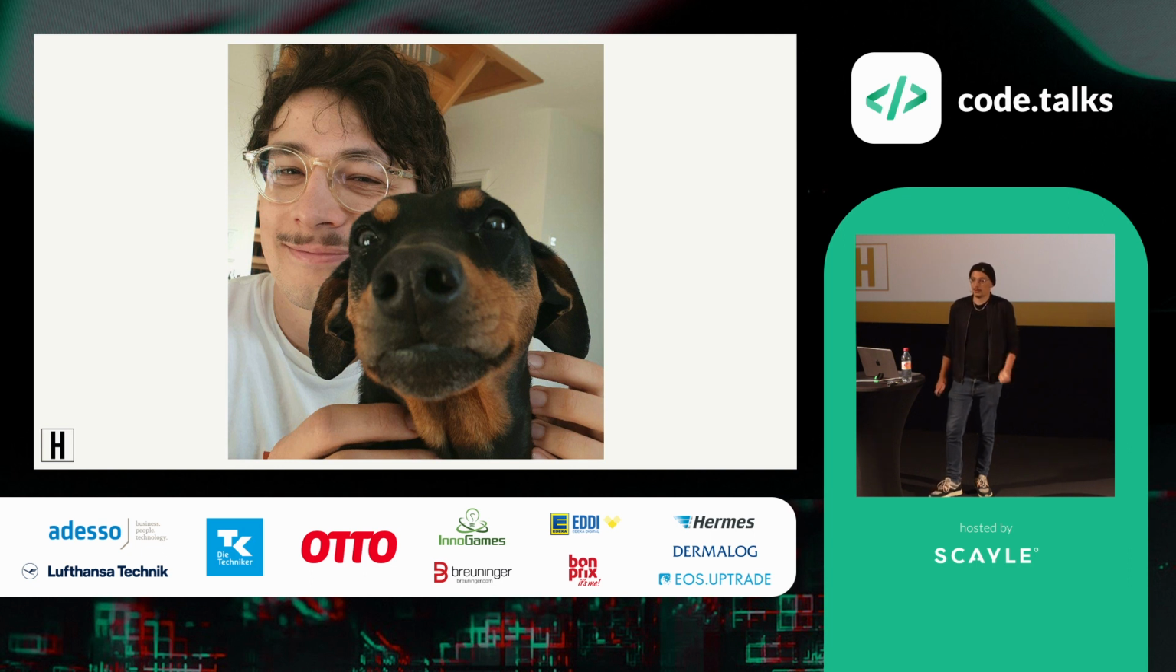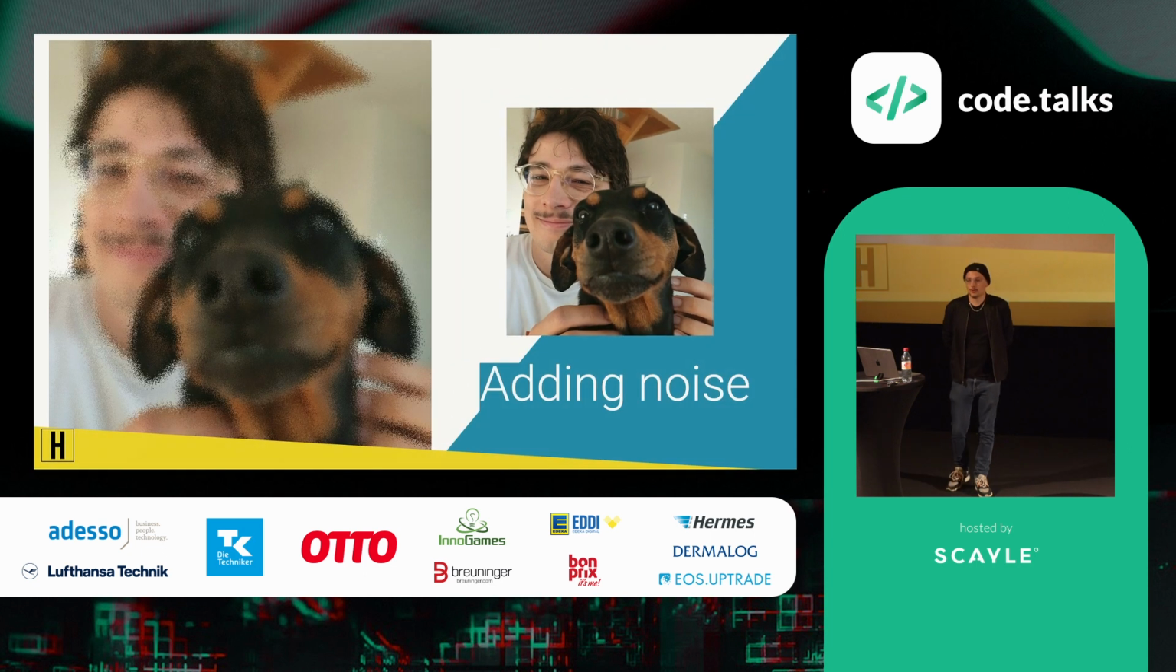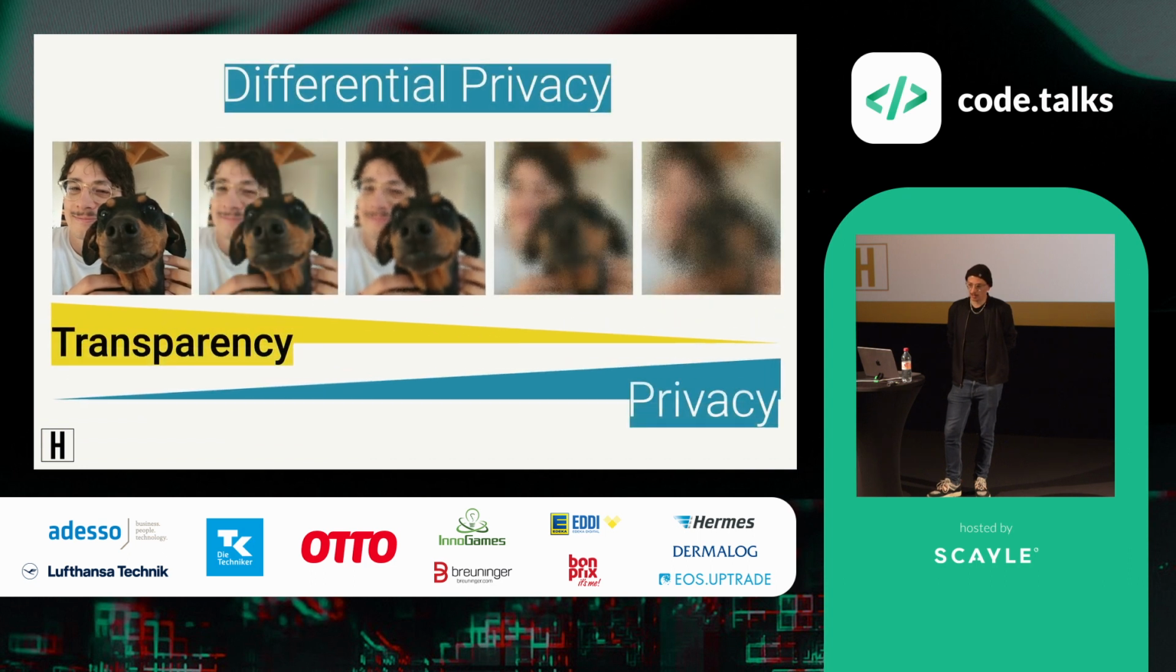So what can we do about it? We can, for example, add noise to the data so that my face is not really recognizable anymore, but I can still have enough transparency so that I can train a dog classifier on this. And this concept is called differential privacy.